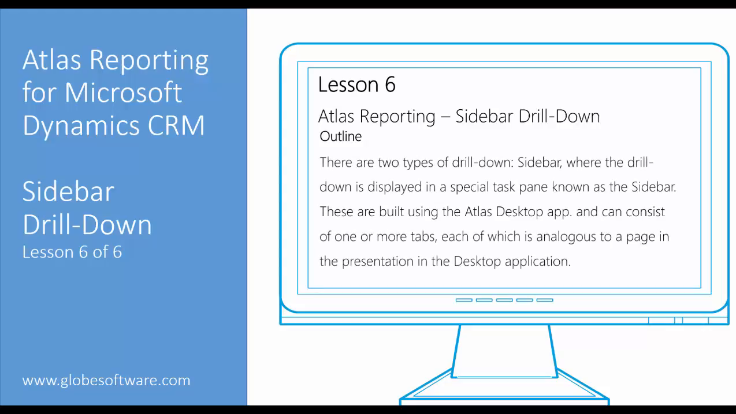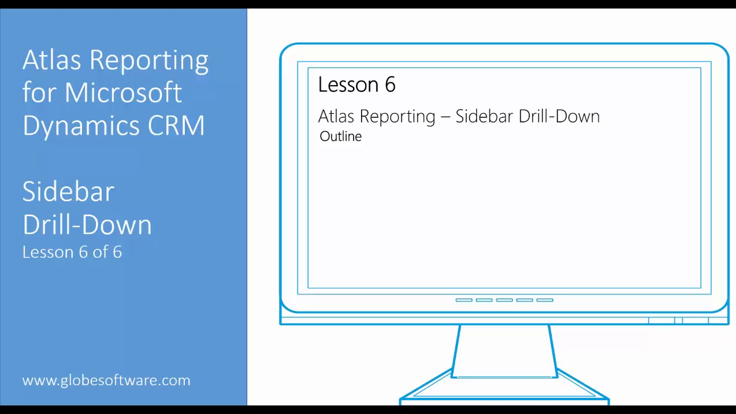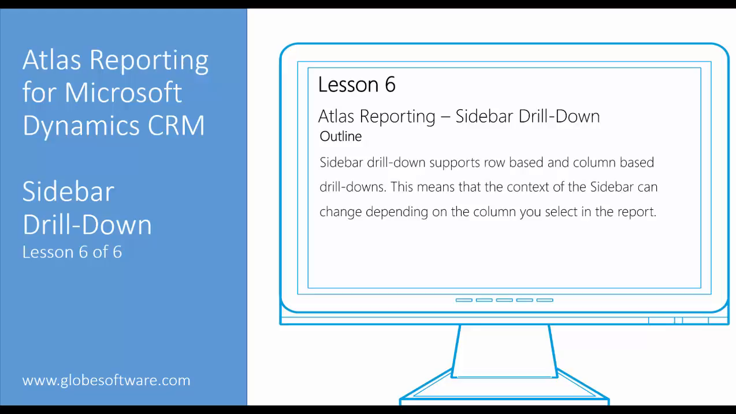There are two types of drill down. The sidebar, where the drill down is displayed in a special task pane known as the sidebar. These are built using the Atlas desktop app and consist of one or more tabs, each of which is analogous to the page in the presentation in the desktop app. The second type just uses the Atlas desktop app and shows the drill down as a presentation. This in itself can have attached drill downs and can include many pages to the presentation.